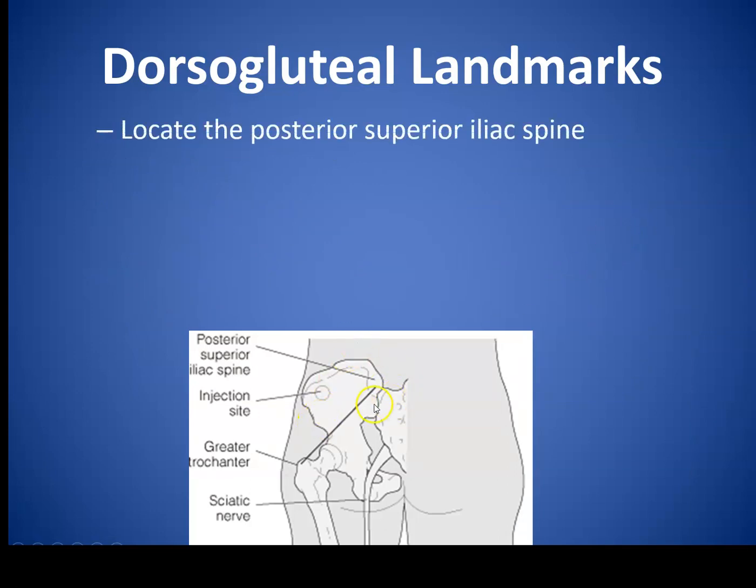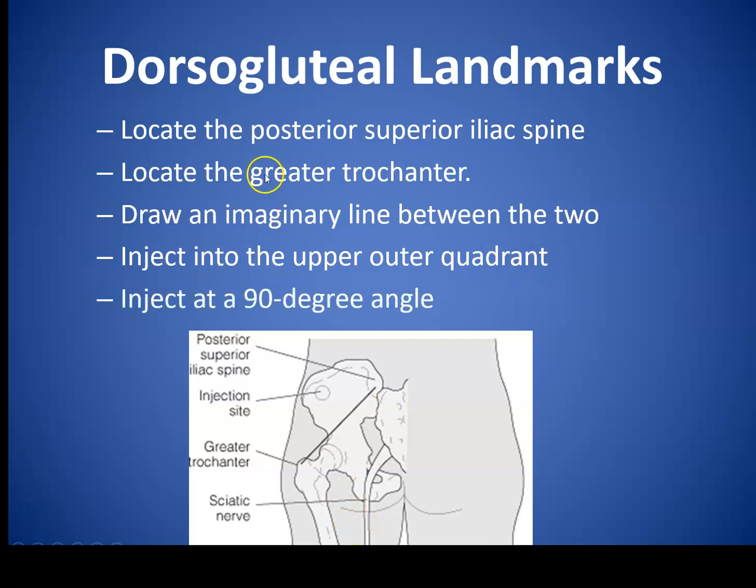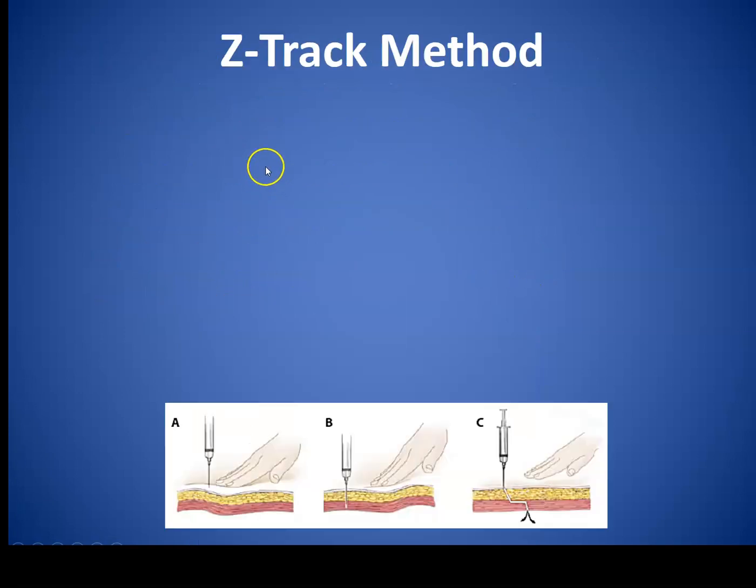You also want to be able to locate the posterior superior iliac spine, as well as the greater trochanter. And you're going to draw an imaginary line between the 2 of them, kind of a diagonal line. And then that helps you also find your upper outer quadrant. So you want to make sure you never cross that line because you're going to have your sciatic nerve there. As always, inject at a 90-degree angle.